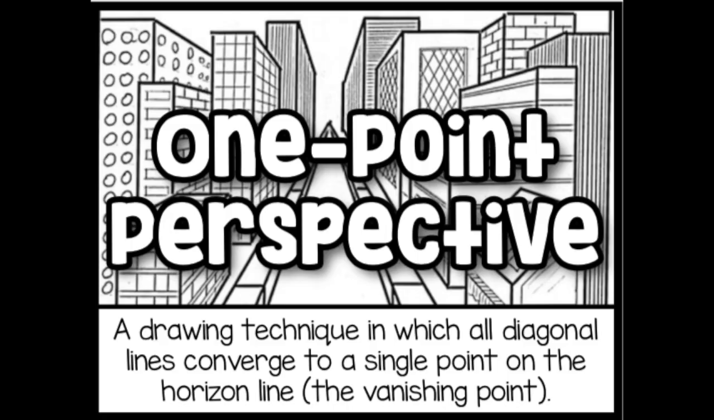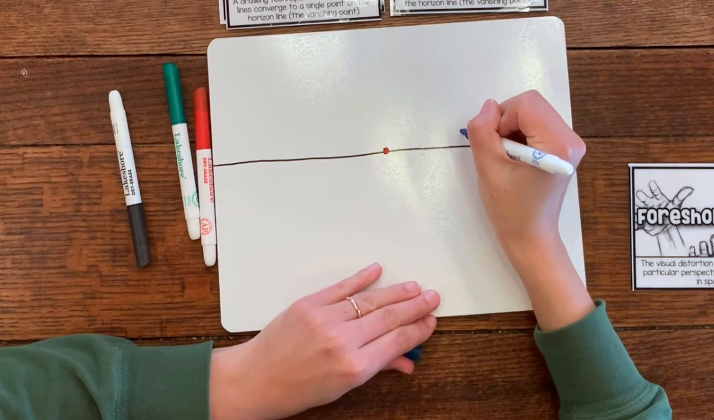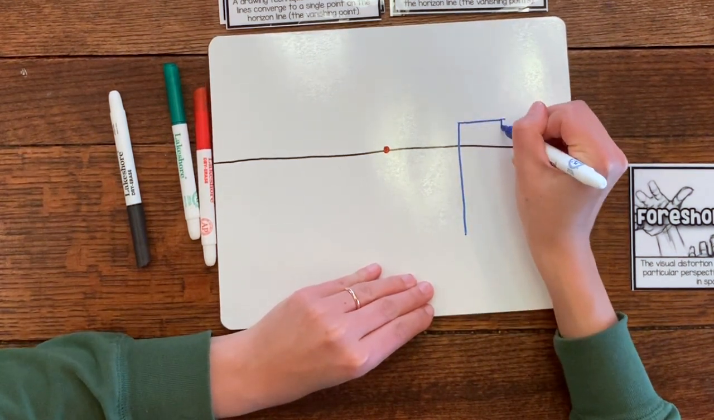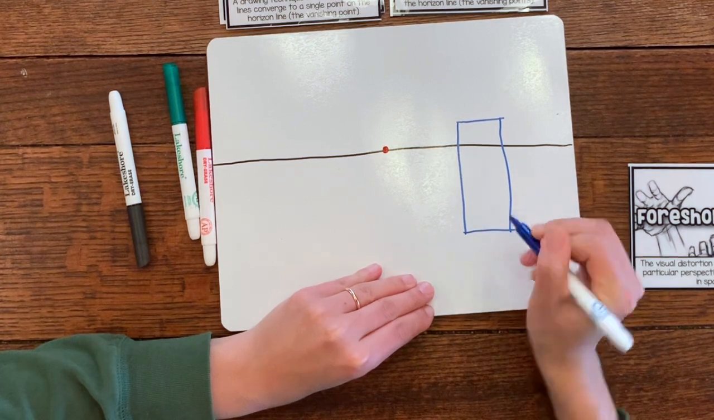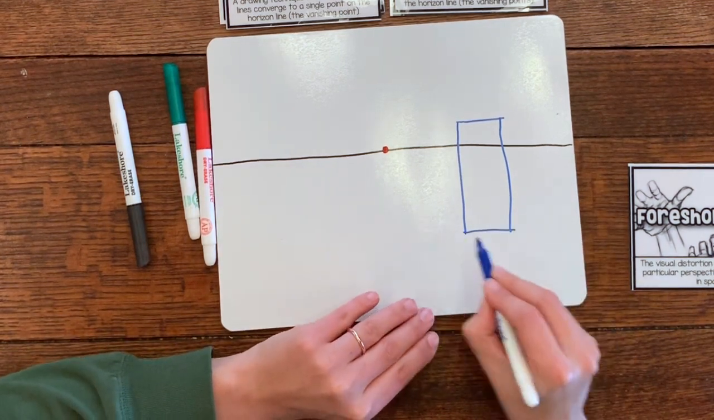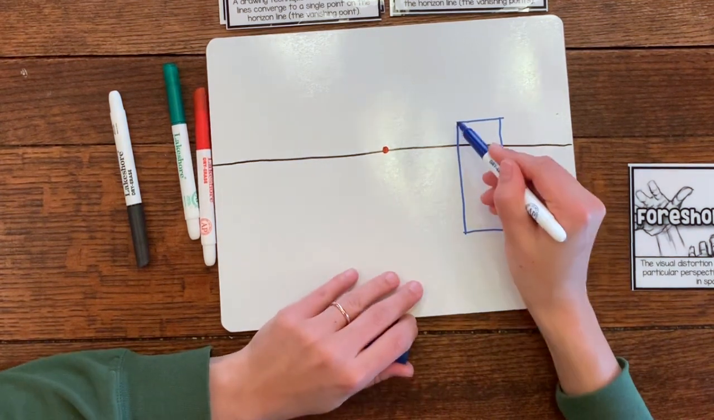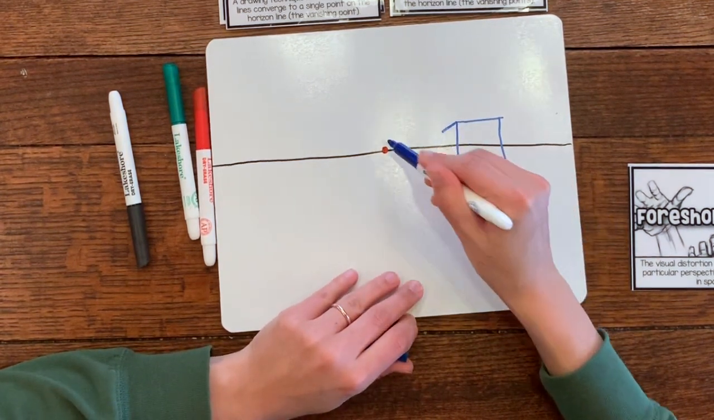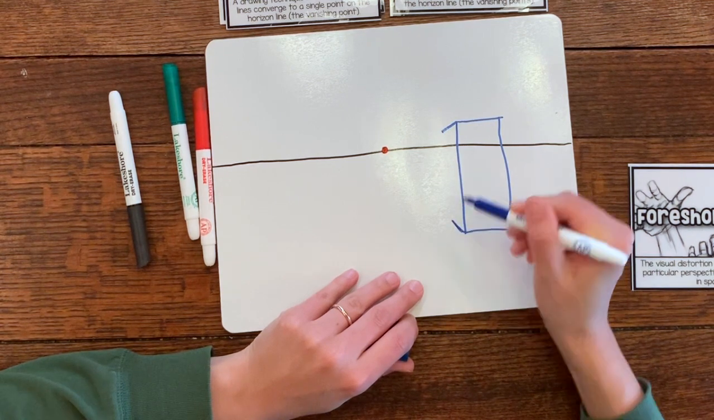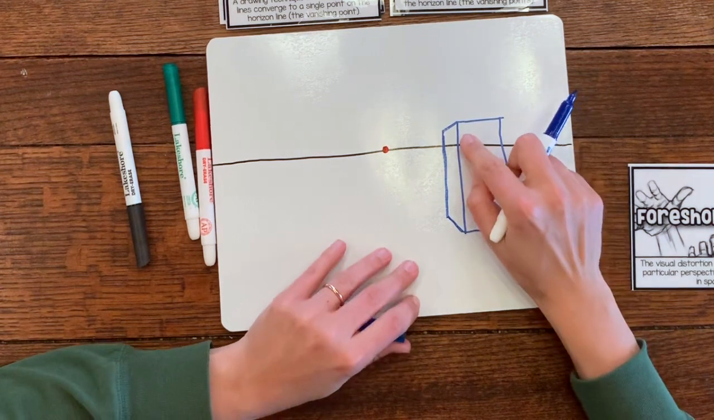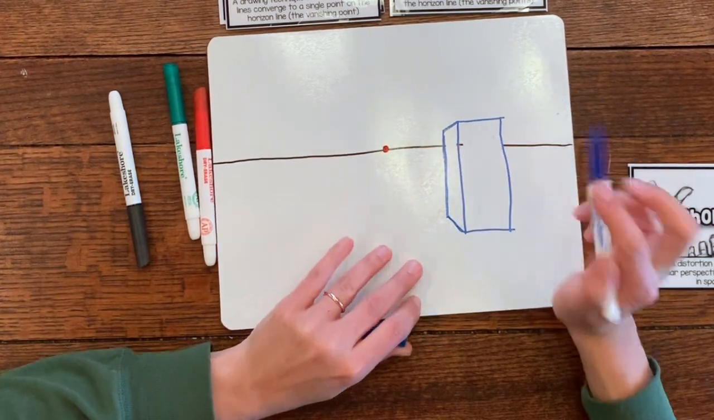So in one-point perspective, the surfaces that you're looking at, and I'm going to draw an example as I'm talking about it. The surface that you're looking at is a straight shape. So this would be if the person is standing directly in front of this building, and then these lines back here are going to go towards the vanishing point, and that's going to create our three-dimensional space.